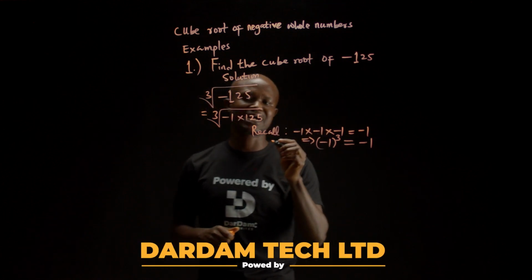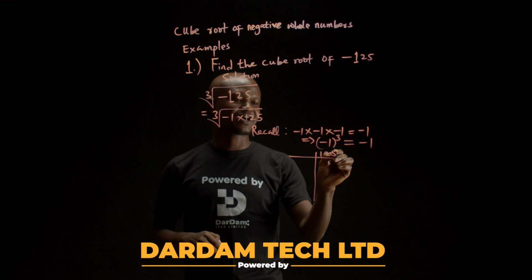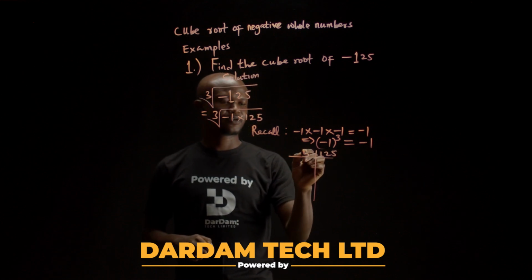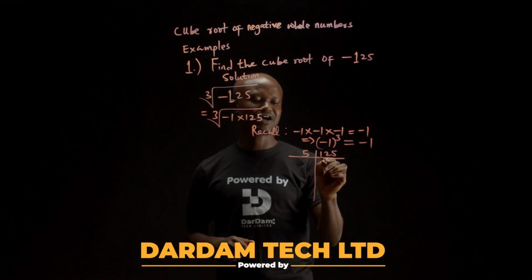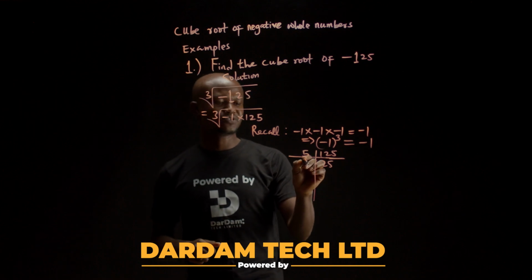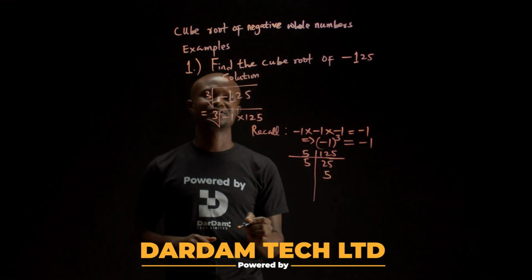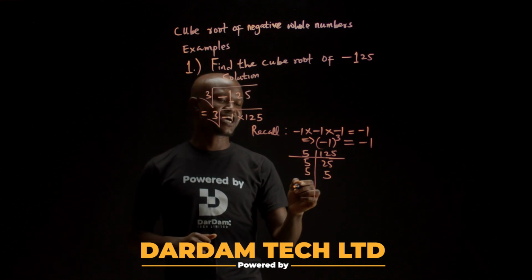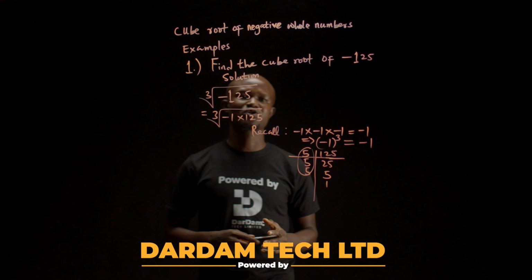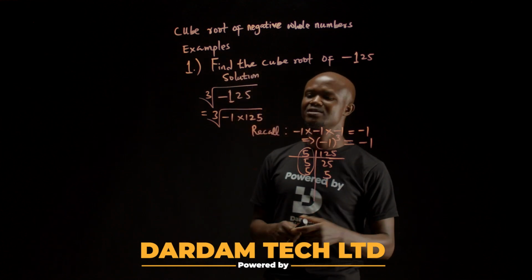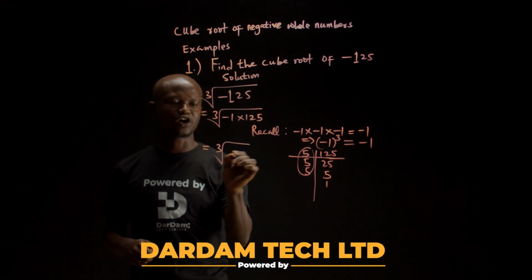Now let's break 125. Dividing by 5, 125 divided by 5, we have 25. Now, dividing by 5 again, 25 divided by 5, we have 5. Then dividing by 5, 5 divided by 5, we have 1. And don't forget, for cube root, we are grouping in 3, same numbers.